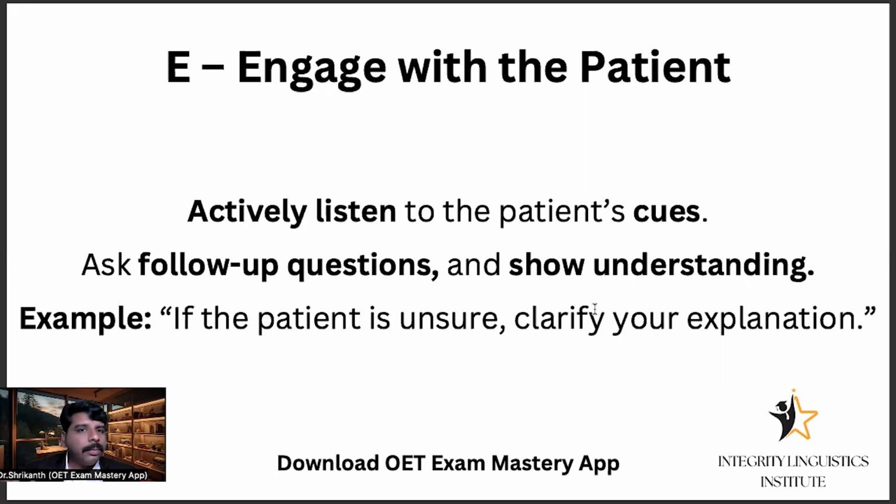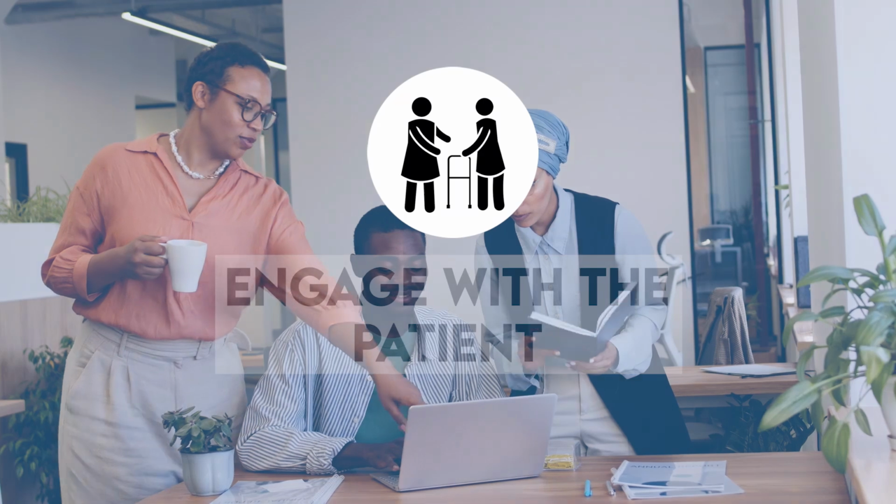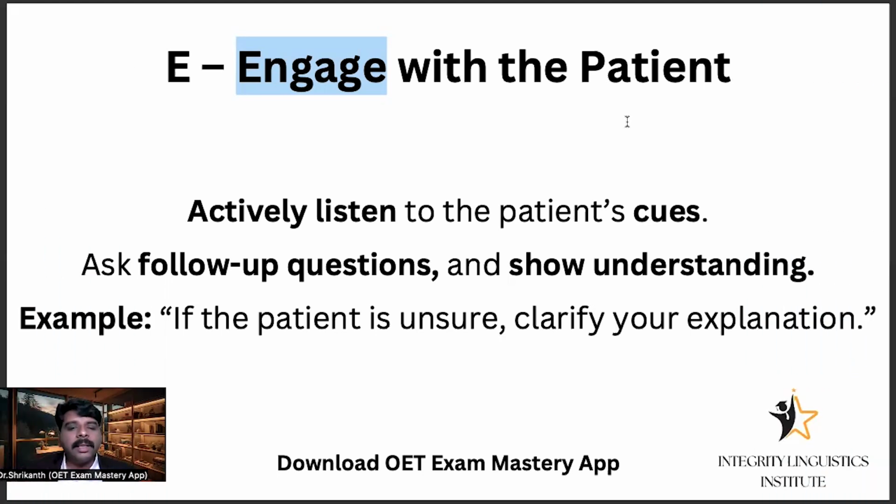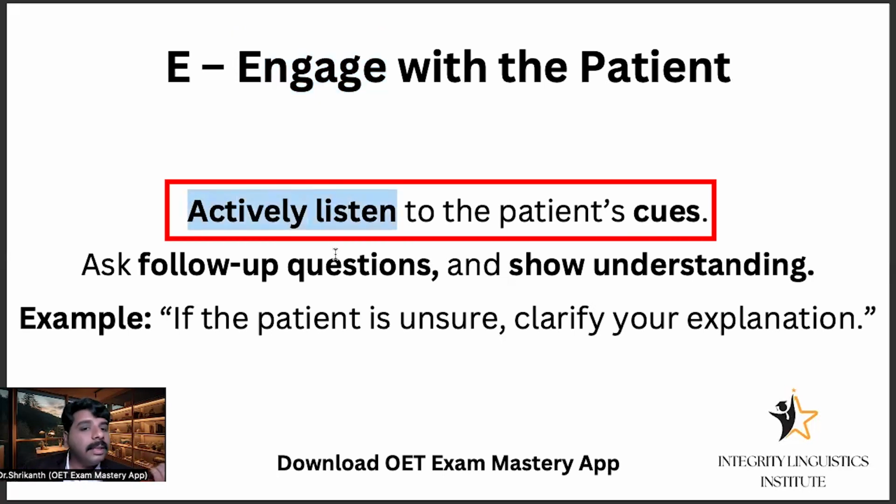Now let's come to the third skill that you need to develop so that you can effectively prepare for the OET speaking test. We completed S, we completed P, and now we are going to E: engage with the patient. When you're dealing with the patient, it should be two-sided, not one-sided. You should not predominantly be the main character and completely ignore the patient. This is a conversation, and especially when the patient is speaking to you, you must actively listen to what he or she is saying, because a good counselor is automatically a good listener.